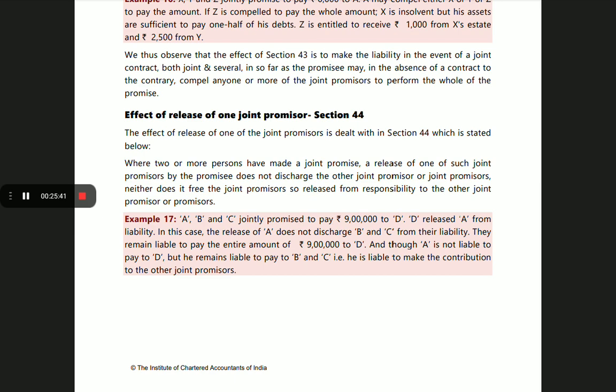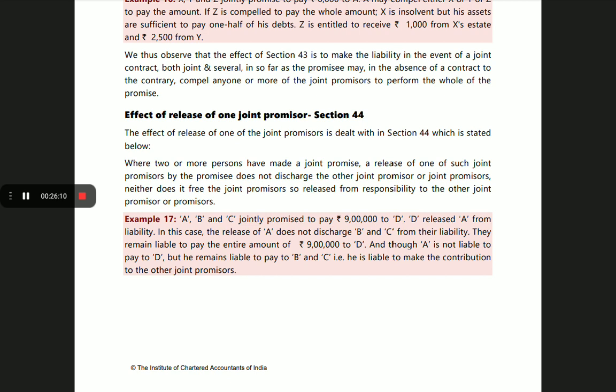Neither does it free the joint promisers so released from responsibility to the other joint promiser or promisers.